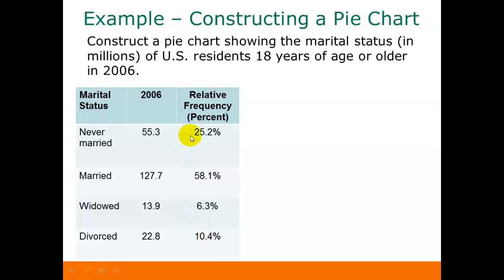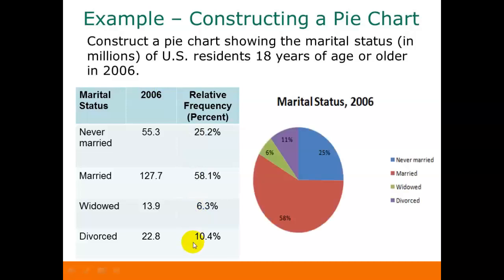We're just doing this for 2006, so here are the relative frequencies for 2006, and then our pie chart gives the percentages for each category. Now sometimes you'll see pie charts with the counts included, which is fine, but you do have to have the relative frequencies in order to actually figure out the size for each slice. Here are our data labels over here.